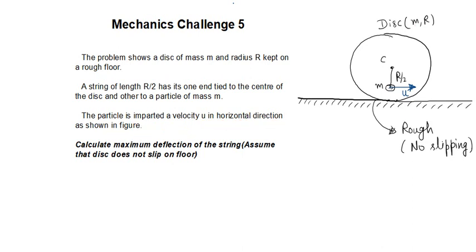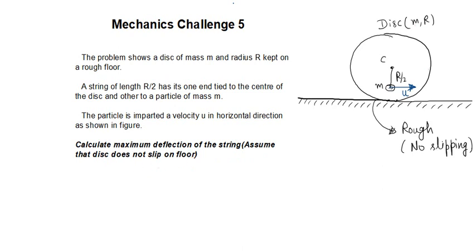So at t equal to 0, I gave an impulse to this particle such that it acquires a velocity u as you can see here in the horizontal direction. Okay. Now what will happen as this particle will start moving, this string will start changing its orientation and there will be tension in this string. So what will happen? The disk will also start moving in horizontal direction. So we have to calculate the maximum deflection of the string assuming that the disk does not slip on the floor.